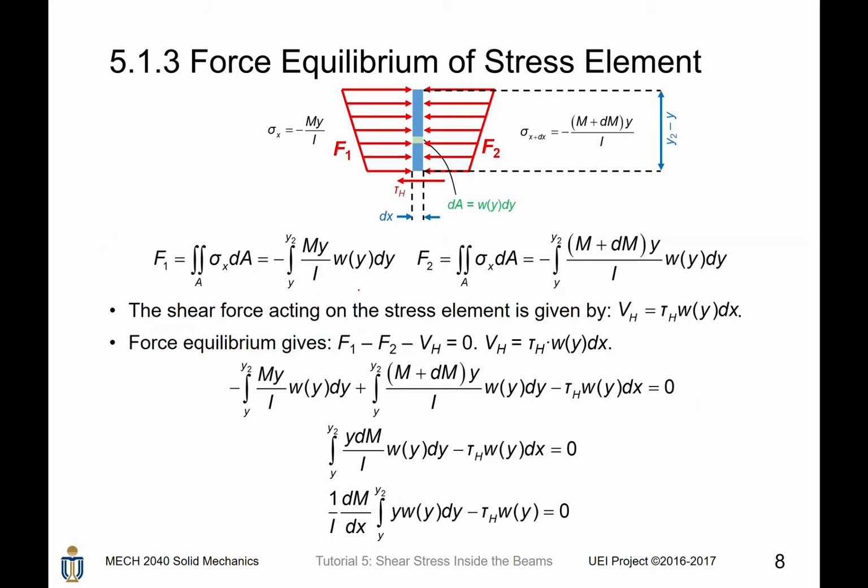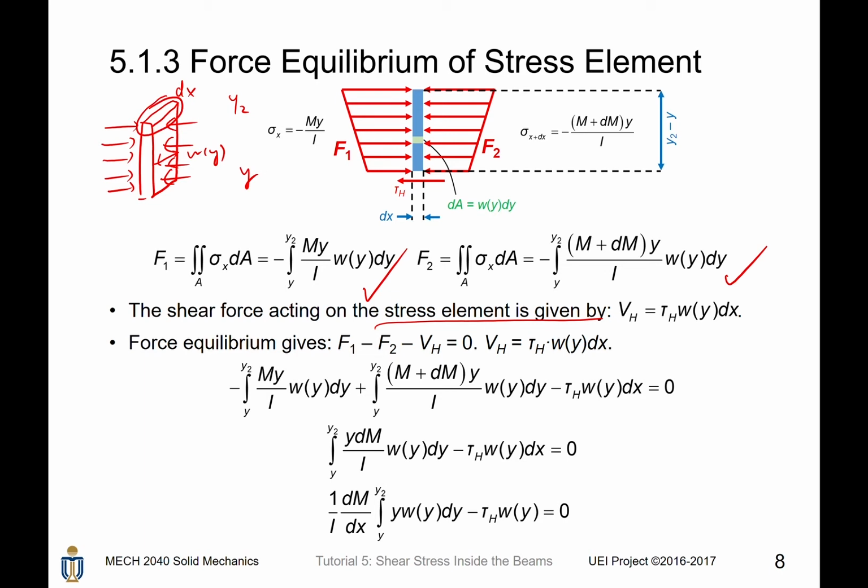Now we have F1 and F2. Then we consider the shear force acting on the stress element, which is this force. For this force, it is exerting on a surface of thickness dx, or the length dx, and the width w(y). So imagine it is a thin plate stress element. F1 looks like this, F2 looks like this. The thickness is dx, the width is w(y), the height is given by y2 minus y. Then what is the area of this surface?